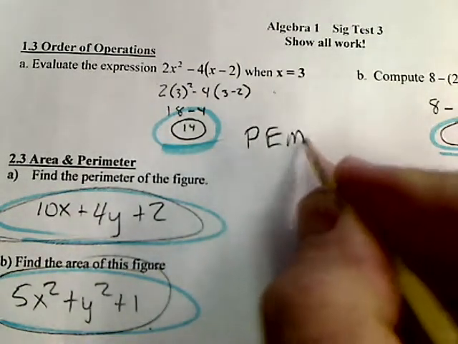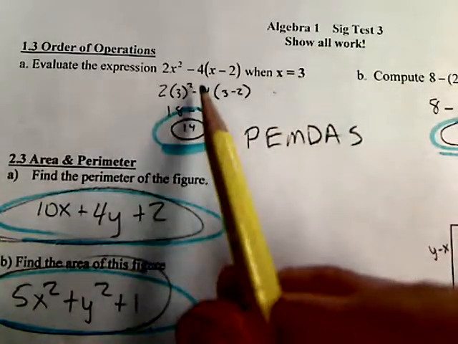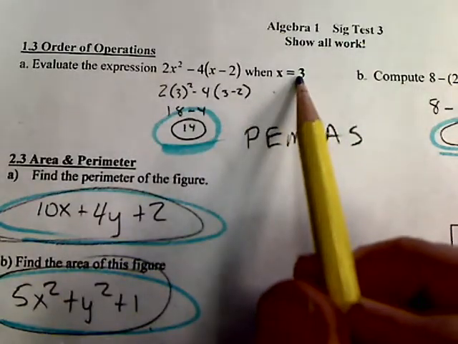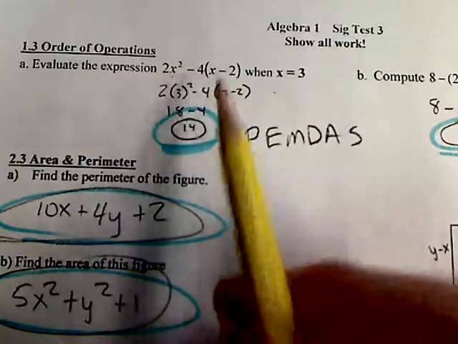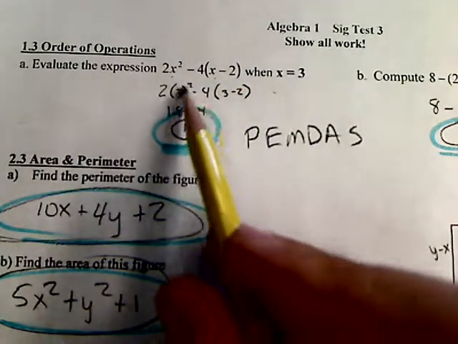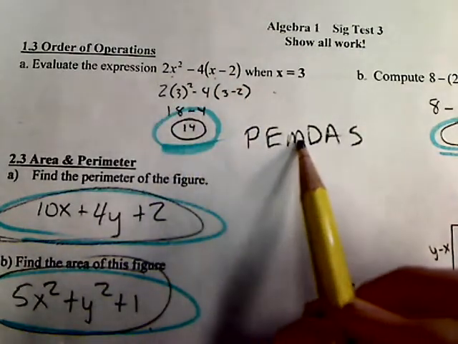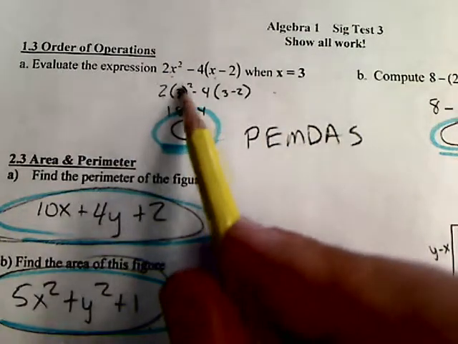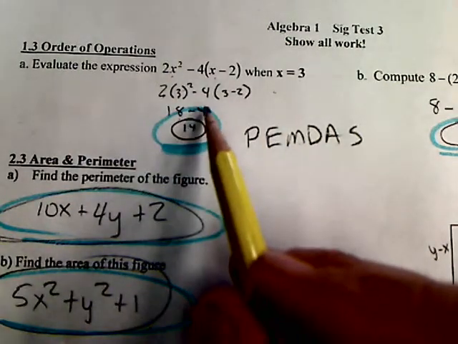Please excuse my dear Aunt Sally. All right, I'm plugging in 3 for the x. You have to do the exponents before you can do multiplication. Exponents before multiplication. 9 times 2 is 18.